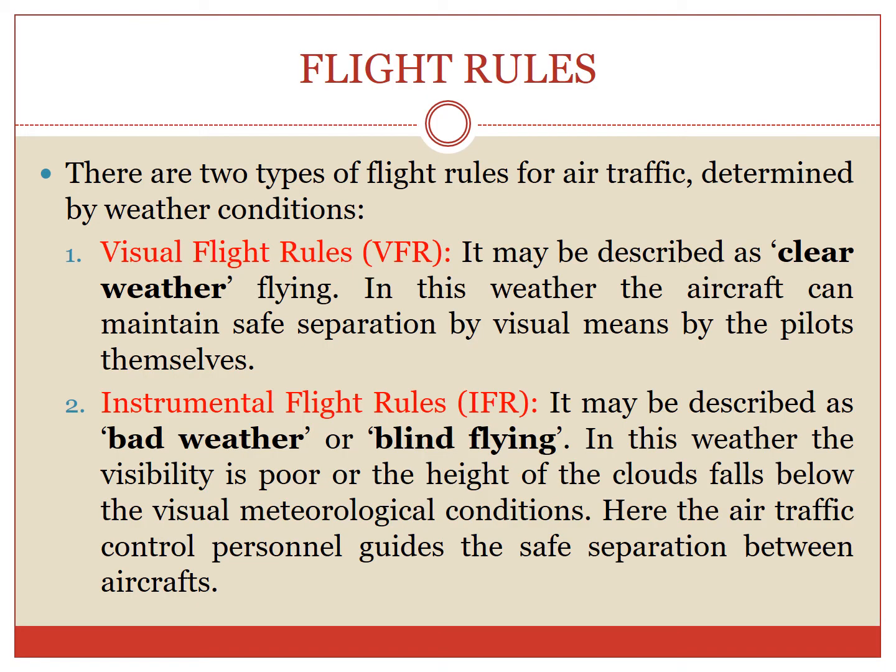So what are flight rules? There are two types of flight rules for air traffic determined by weather conditions. These are the visual flight rules and the instrument flight rules. Now what are visual flight rules? It can be shortened to VFR. So VFR may be described as clear weather flying, when the weather conditions are such that aircraft can maintain safe separation by visual means by the pilots themselves.